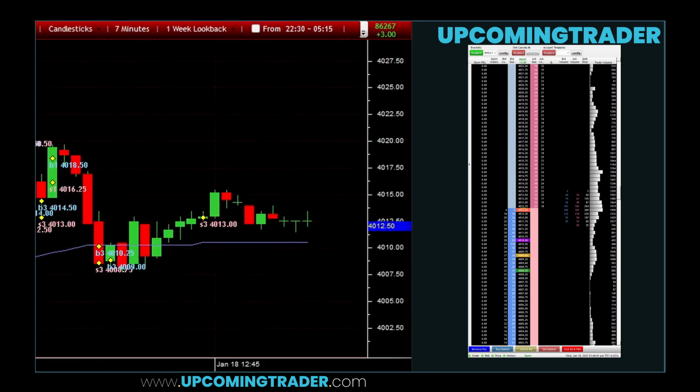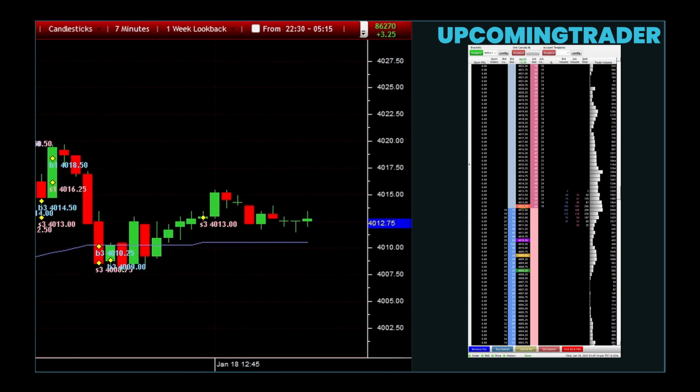A flag is a small, rectangular consolidation after a strong move, either up or down, and signals that the trend is likely to continue. When a flag forms near a low volume node, it suggests that the breakout could happen quickly as the price moves through the area with little resistance.